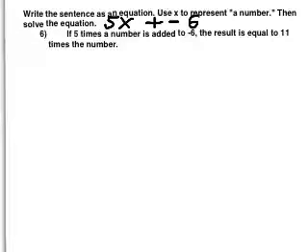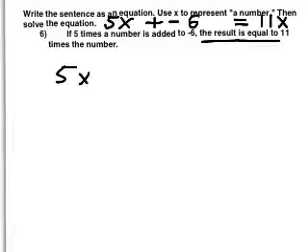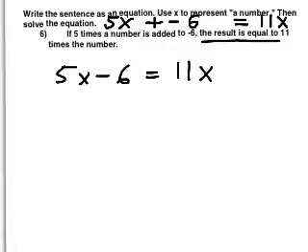The result is equal to, that's our equal sign. And then on the other side of the equal sign is going to be the rest of it. 11 times the number. 11x. Notice it's the same number, because 5 times the number is added to negative 6. The result is equal to 11 times the number. So we have 5x minus 6 equals 11x.